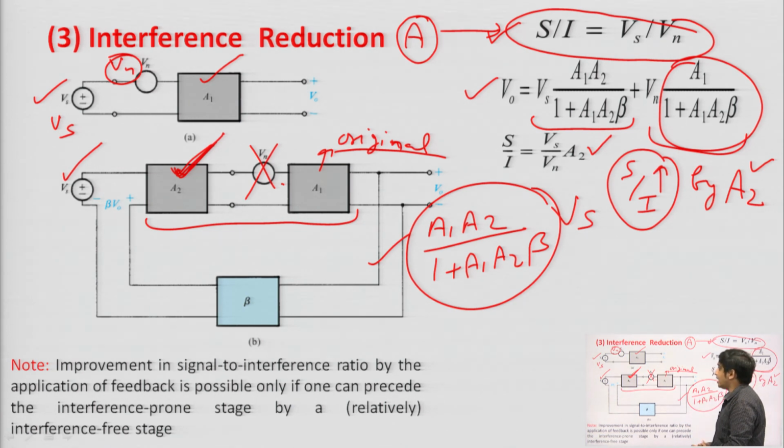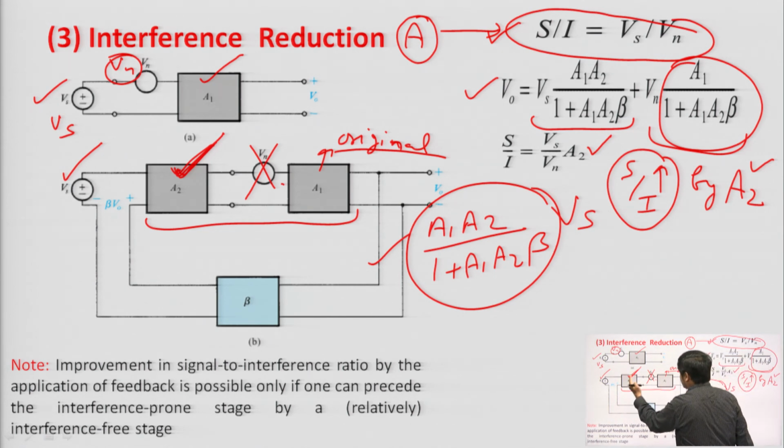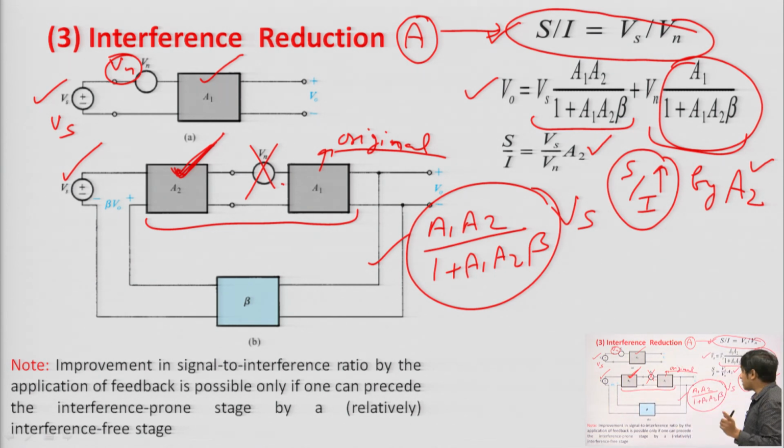So, the point is that with the help of negative feedback, we can reduce the interference. If your signal to interference ratio is increasing, it means that your interference is reducing, but the constraint is that to reduce the effect of interference, we need an additional amplifier that should be noise free, interference free, and connected before your original amplifier. Your S by I ratio is enhanced by the factor A2. So, if we increase the value of A2, your S by I ratio will increase, fine.